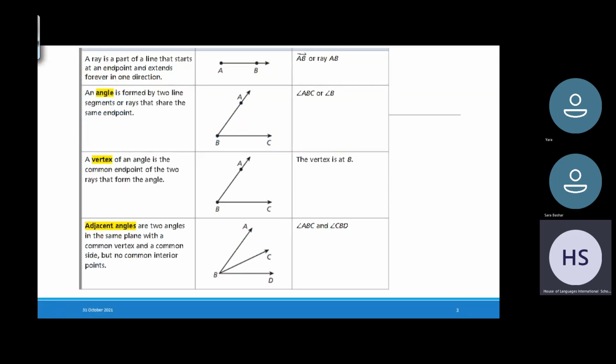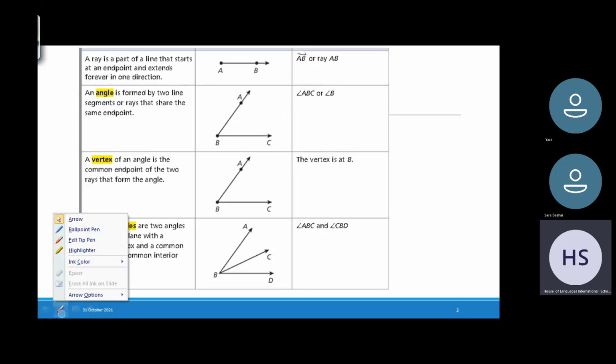Now, we talk about a line. And we talk about a ray. We said that this is a ray. It started from a point and it will not stop. If we have now two rays that intersect at one point, this point forms an angle. So if you have two rays that are intersecting at a point, we will have an angle.